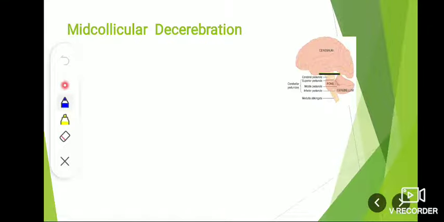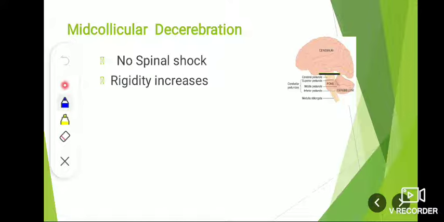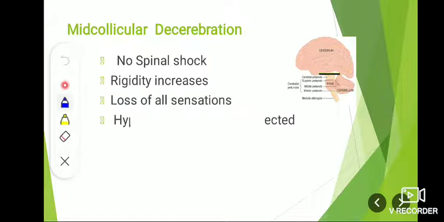So in mid-collicular decerebration, there is no spinal shock again. Rigidity increases as compared to decortication, because in decortication only the cortex is removed and the basal ganglion was there. But in decerebration you can see that the basal ganglion is also gone, so that's why rigidity is increased. Two influences have gone. Loss of all sensations as the thalamus is disrupted.